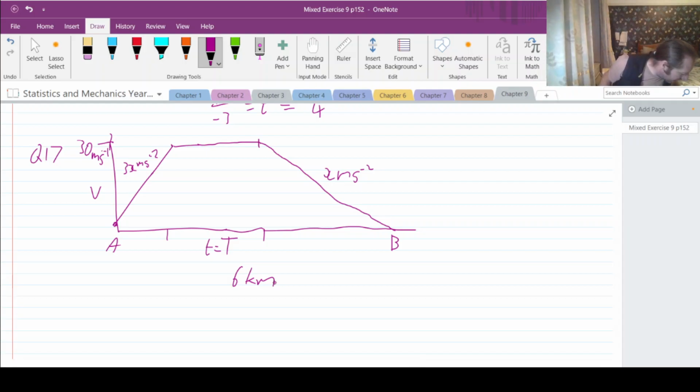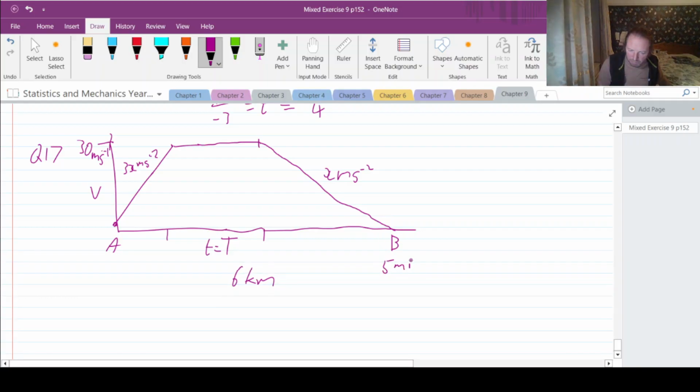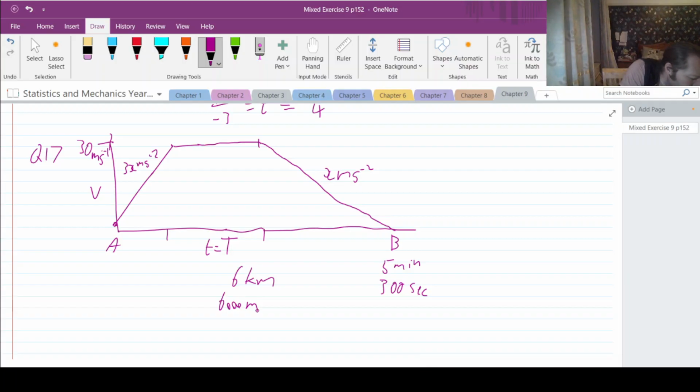And the time taken from A to B is 5 minutes, which straight away I'm going to put in as 300 seconds to keep it with SI units. And in the same way, this whole distance should be 6,000 meters. Right, sketch a velocity time graph to illustrate this journey. Yeah, just did that.